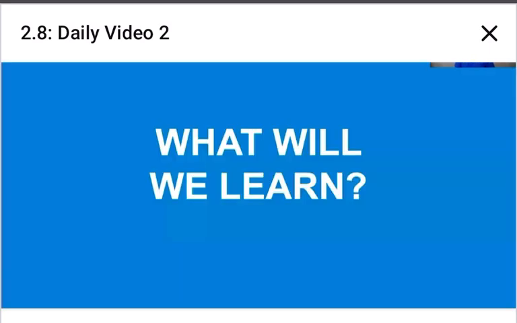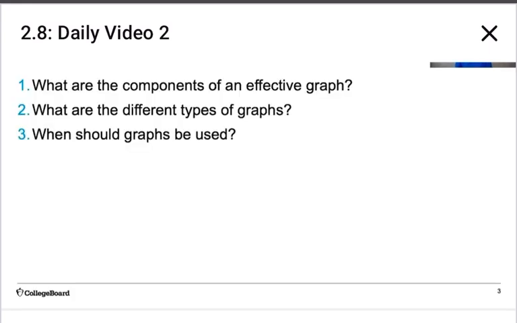Today we're covering topic 2.8, tonicity and osmoregulation. So what will we be learning today? For today's lesson, we're going to look at graphing. What are the components of an effective graph? What are the different types of graphs? And when should graphs be used?